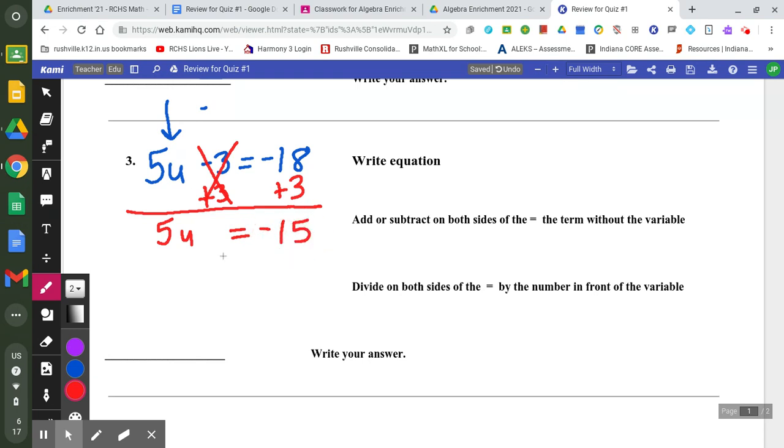The next step is to divide on both sides of the equal sign the number in front of the variable. So I am dividing by 5 on both sides of the equal sign. The 5's cancel. u equals negative 15 divided by 5 is negative 3.